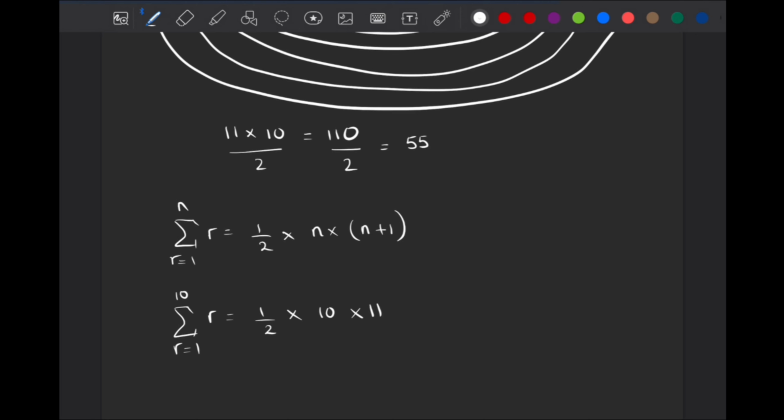So let's find the sum of the first 100 natural numbers. This will be a half times n, which is 100, times n plus 1, which is 101. So this gives us 5,050.